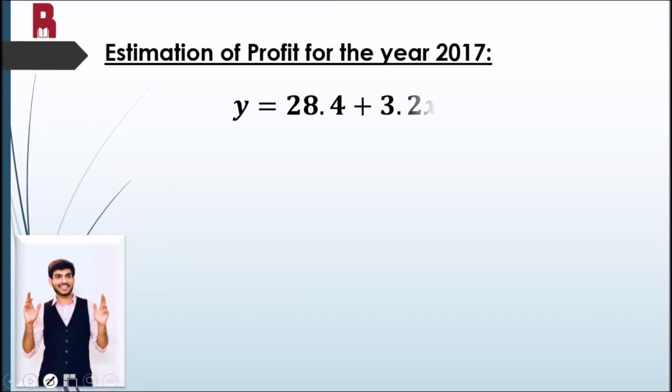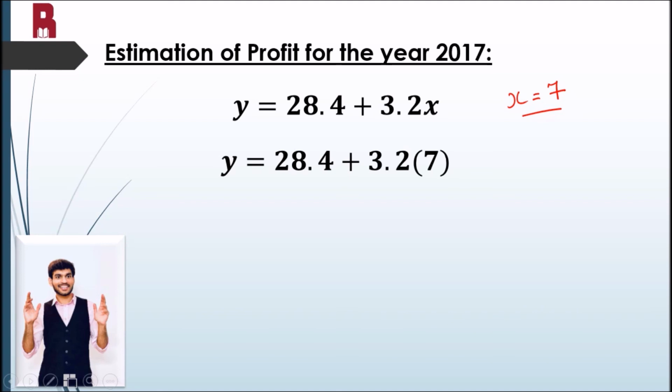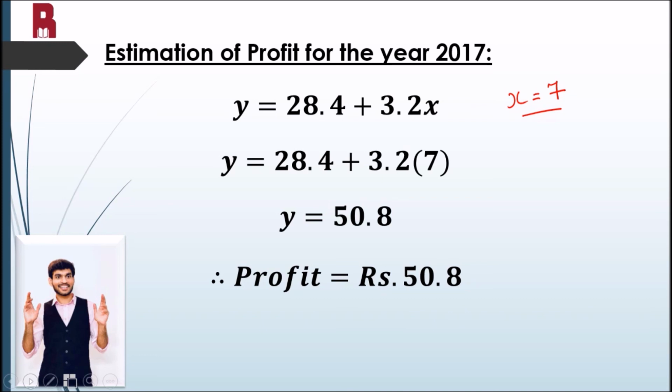Now, substituting the value in the main equation, y is equal to 28.4 plus 3.2x. X according to us was 7. Therefore, y is equal to 28.4 plus 3.2 into 7. Final answer, y is equal to 50.8. Therefore, profit for the year 2017 is nothing but rupees 50.8. So this is how you calculate trend and estimate by the method of least squares.